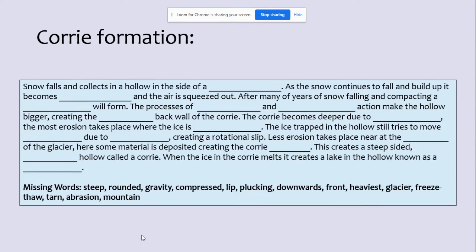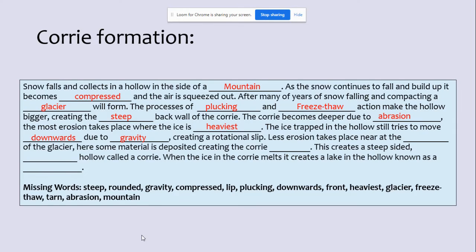So snow falls and collects in a hollow on the side of a mountain. As the snow continues to fall and build up, it becomes compressed and the air is squeezed out. After many years of snow falling and compacting, a glacier will form. The processes of plucking and freeze-thaw action make the hollow bigger, creating the steep back wall of the corrie. The corrie becomes deeper due to abrasion. The most erosion takes place where the ice is heaviest. The ice trapped in the hollow still tries to move downwards due to gravity, creating a rotational slip.